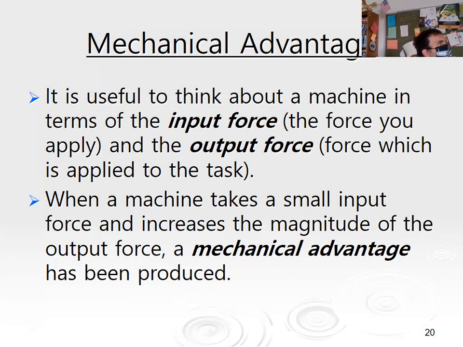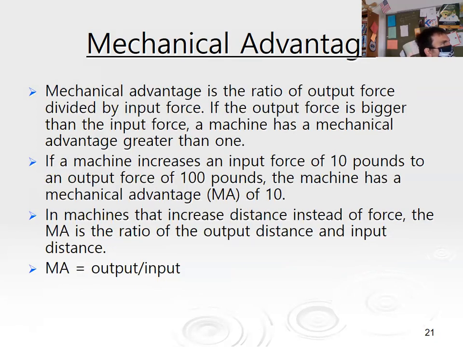Mechanical advantage is the vocab word. It is the ratio of output to input force. Machines give you a mechanical advantage. It makes things easier. So output force divided by input force. In the example, if the input force is 10 pounds and the output force is 100 pounds, the mechanical advantage is 10. If the output was 20 and the input was 10, the mechanical advantage would have been 2.